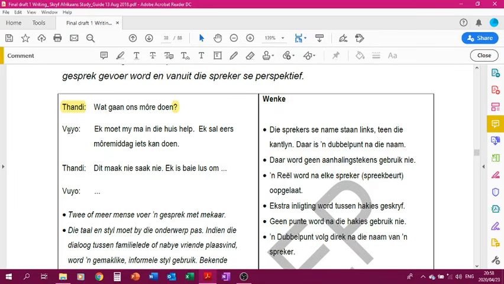Good. Then Vuyo says, there's a space open there, by the way, leave a line open. Vuyo says, ek moet my ma môre in die huis help. Ek sal eers môre middag iets kan doen. Space open. Tandy says again, dit maak nie saak nie. Ek is baie lus om Vuyo, and then he says something else.